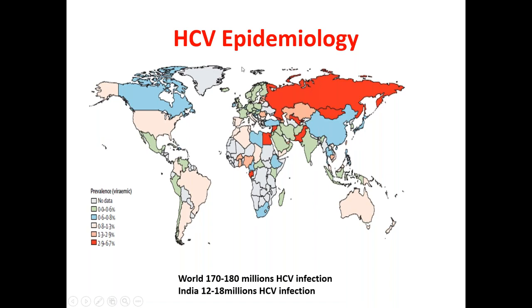Now, if you look at hepatitis C, again like HPV, it is distributed throughout the world. Similarly, the prevalence of C is not uniform throughout the world. There are certain areas of the world like Russia, Pakistan, Kazakhstan where the prevalence of Hep C is very high. However, the prevalence in India is somewhere intermediate, and as per the data available from the blood bank, the prevalence of Hep C virus is around 0.8%, and it is estimated that almost 12 to 18 million Hepatitis C virus infections are there in India.